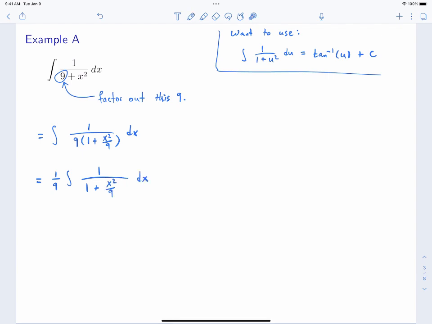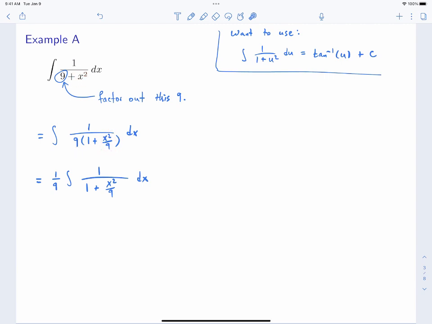Now, of course, we have this 9 in the denominator, x squared over 9, because when we factored out the 9 here, we ended up with a 1. 9 times 1 is 9. But then we also have to factor the 9 out of this x squared term. So that's why there's a 9 in the denominator here. 9 times x squared over 9 is going to give us that x squared.